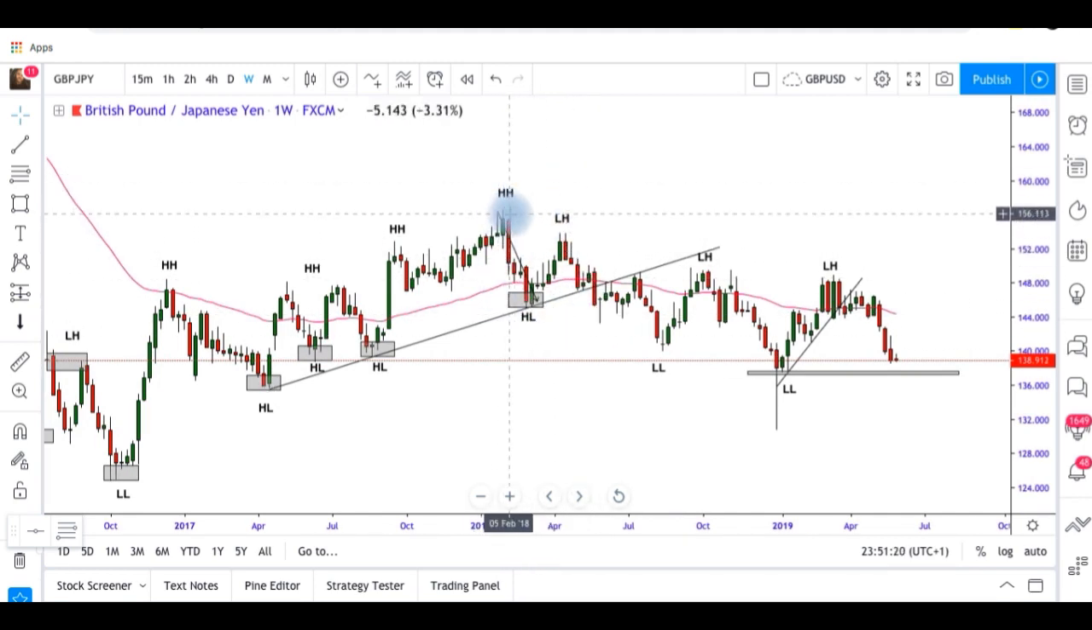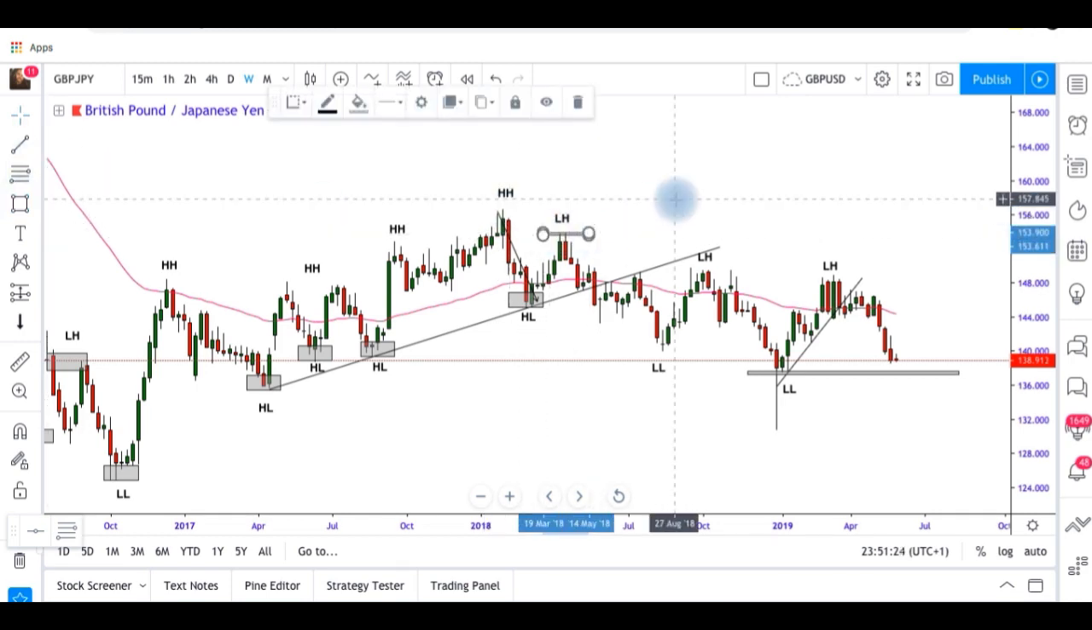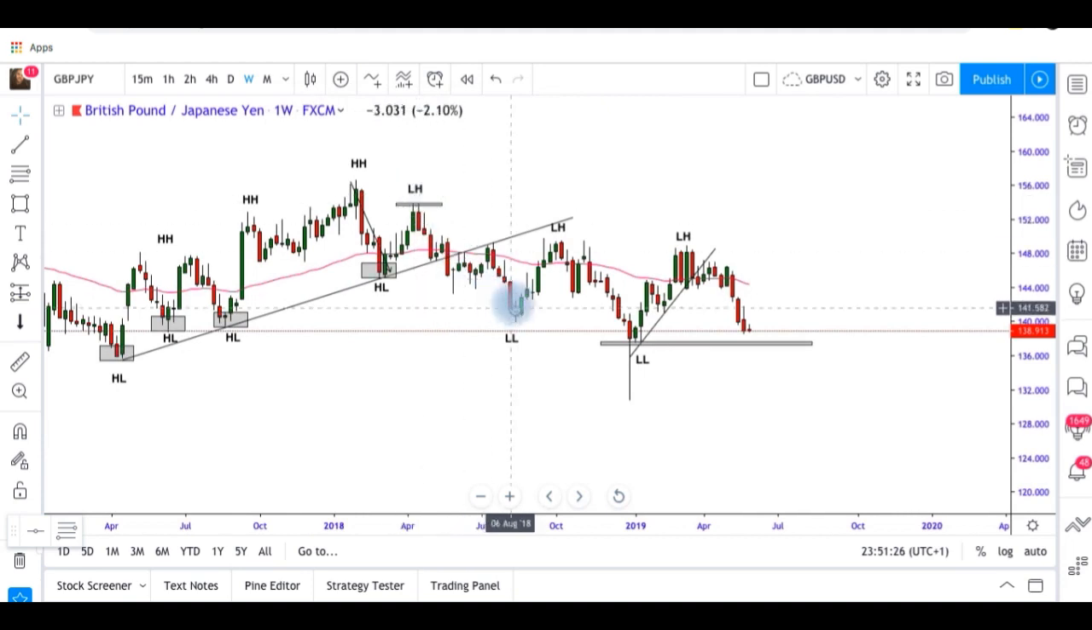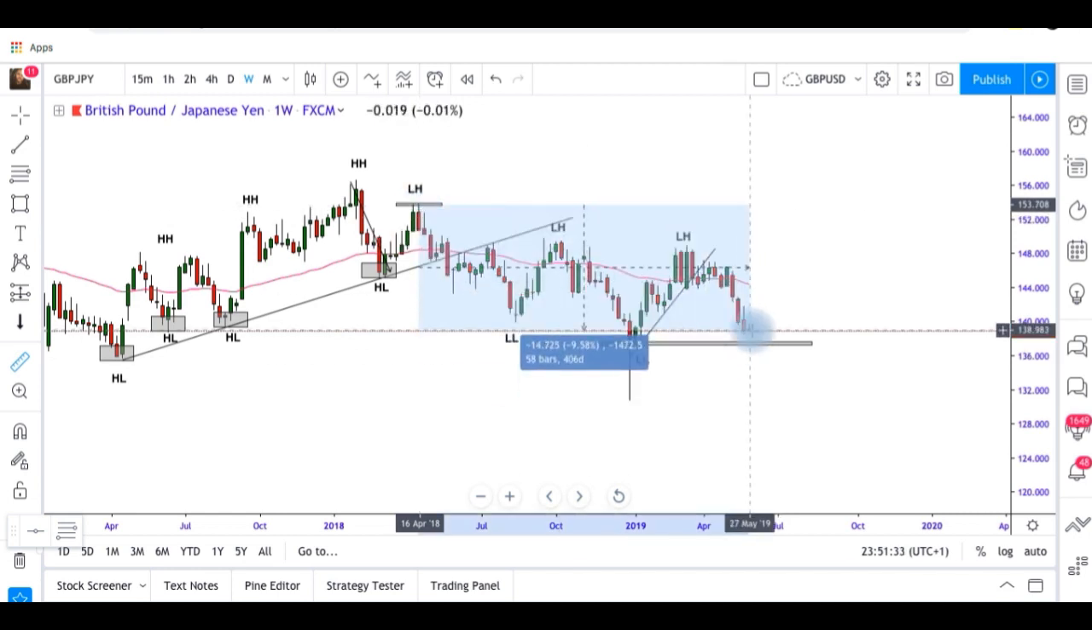For example, if you'd recognized this trend reversal here where we failed to make this new higher high above this one, then you could have sold it from this very point here, and actually swing traded it all the way down to where it is now, which actually is 1,500 pips. Massive, massive move.